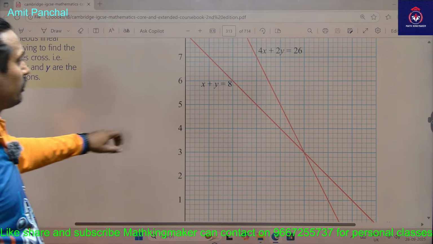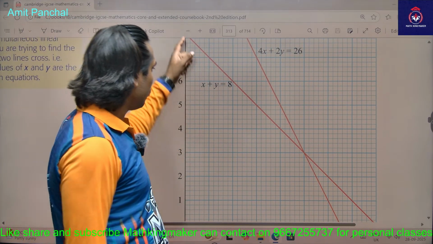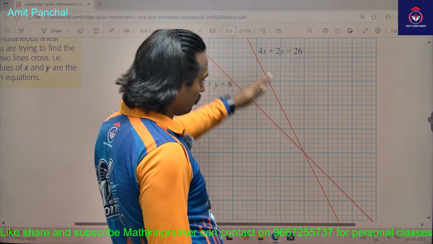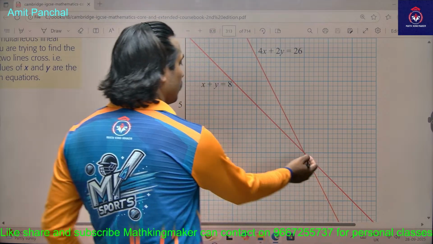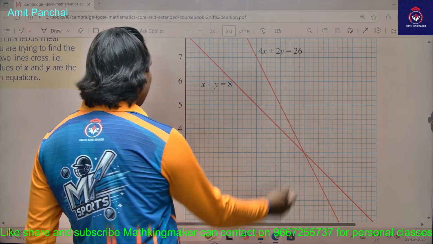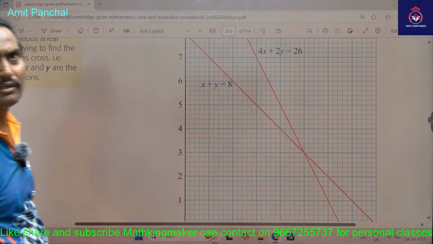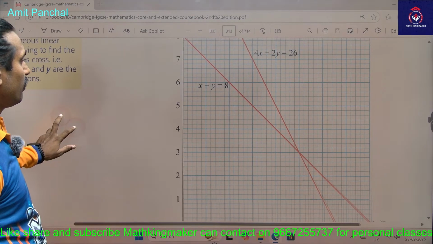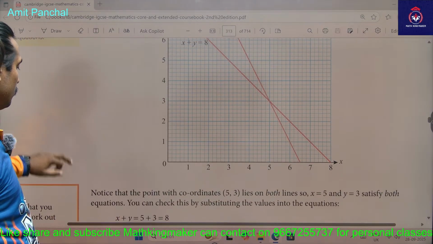So you can look here. That is x plus y equal to 8. This is the line. This is 4x plus 2y equal to 26. So you just draw these two lines. They're cutting here. They're intersecting here. So that will be the solution. That will give you the values of x and y.